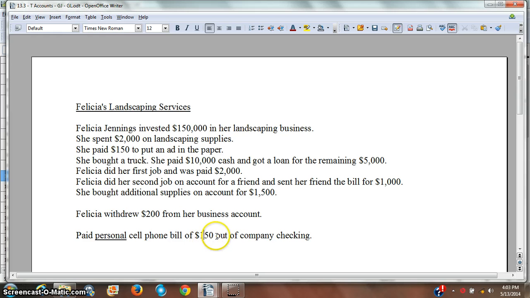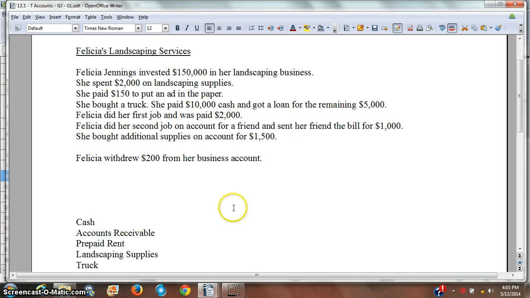So I would do the same thing with this 150 that I did with this 200, even though it doesn't say in the problem withdrew $200 from the business account. This is not a business expense, and this isn't either. This is really a withdrawal. So keep that in mind as you're doing problems. And now in the next video, we are going to post these transactions from the general journal to the general ledger.